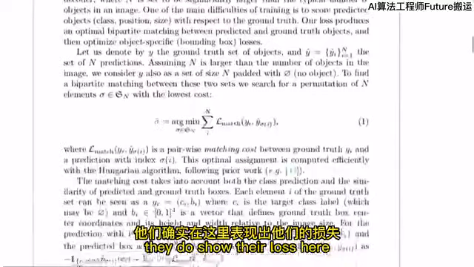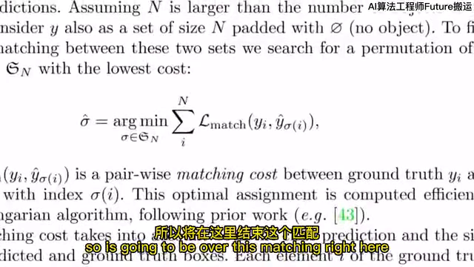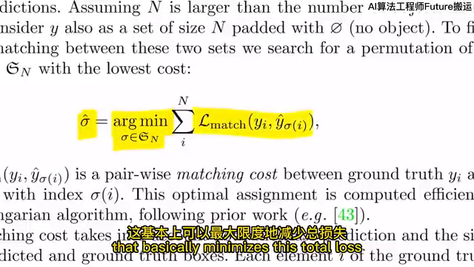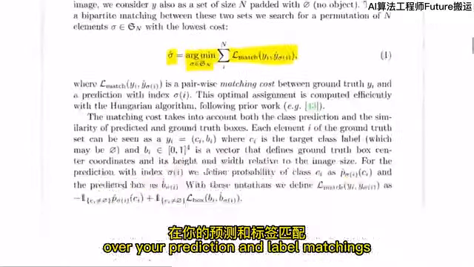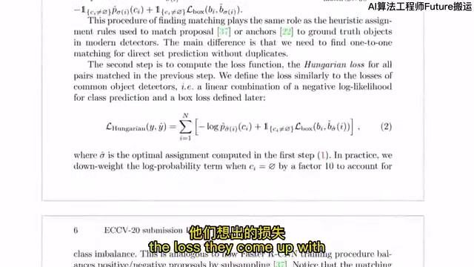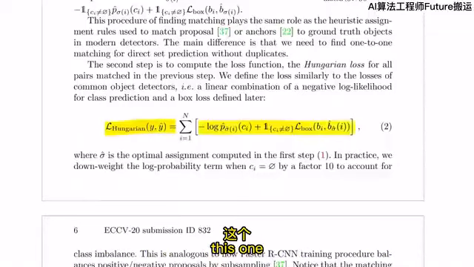They do show their loss here. You see, the loss ultimately is going to be over this matching right here. That's the minimum bipartite assignment that minimizes this total loss over your prediction and label matchings. And the loss they come up with here, I said you have to give the algorithm a loss, is this one.